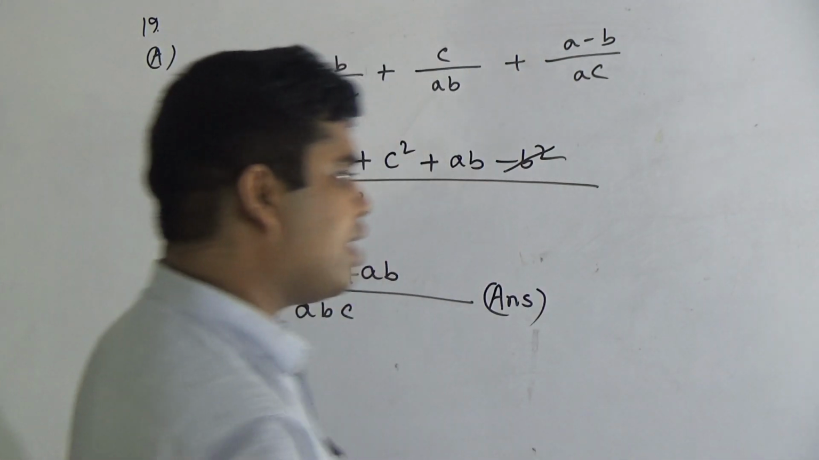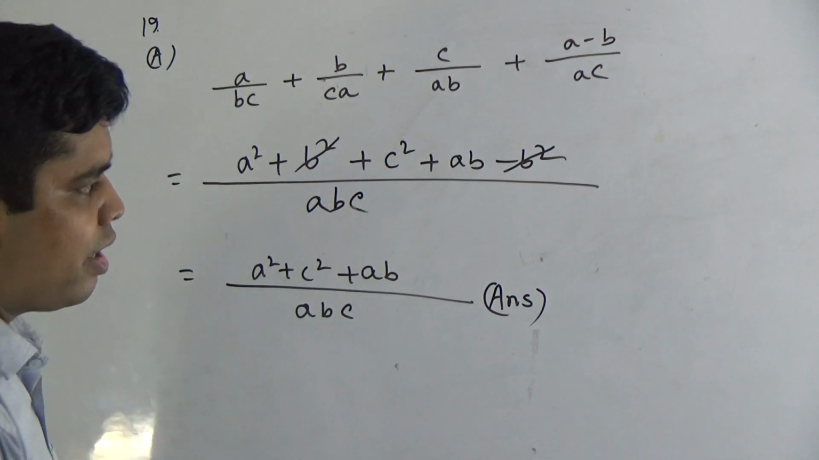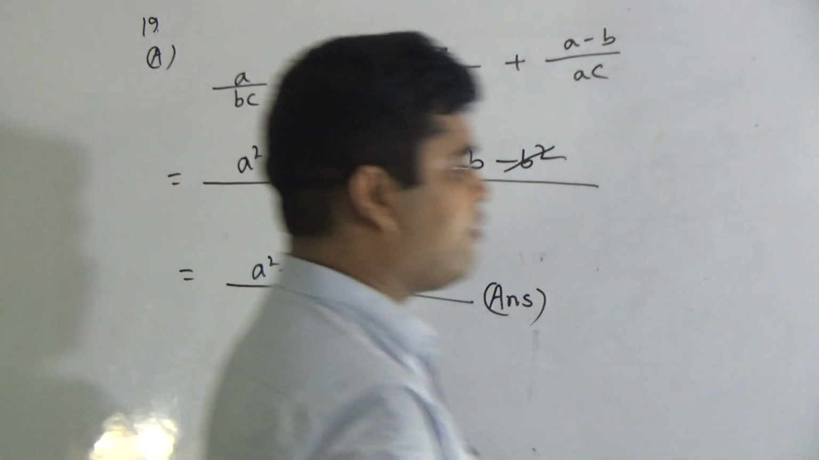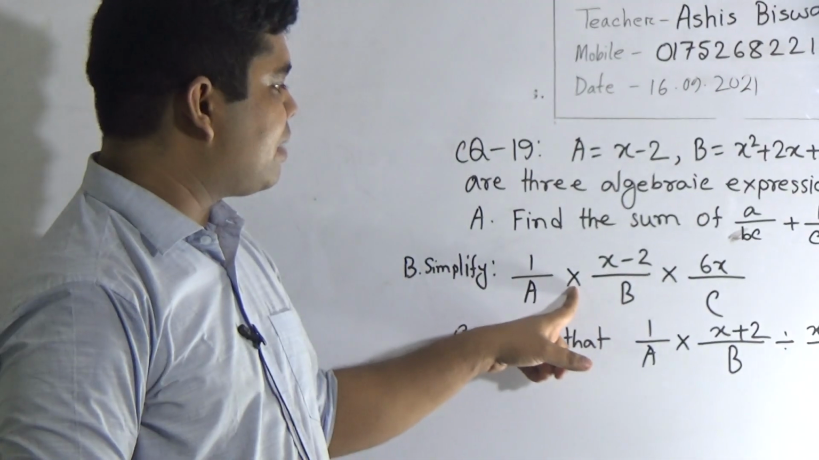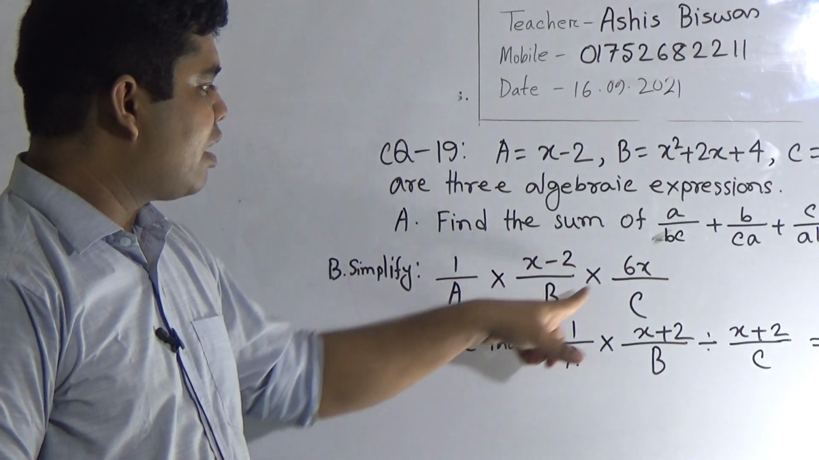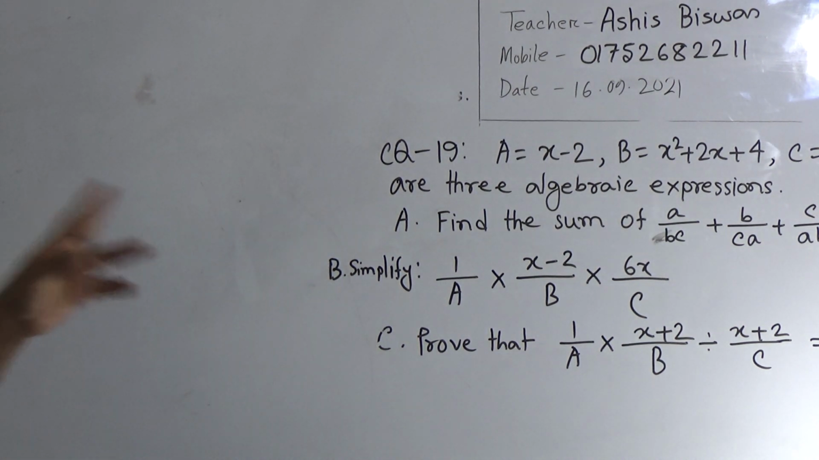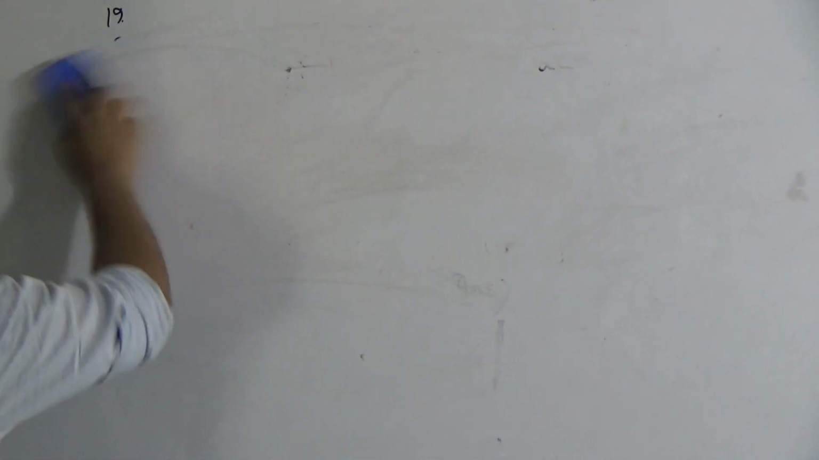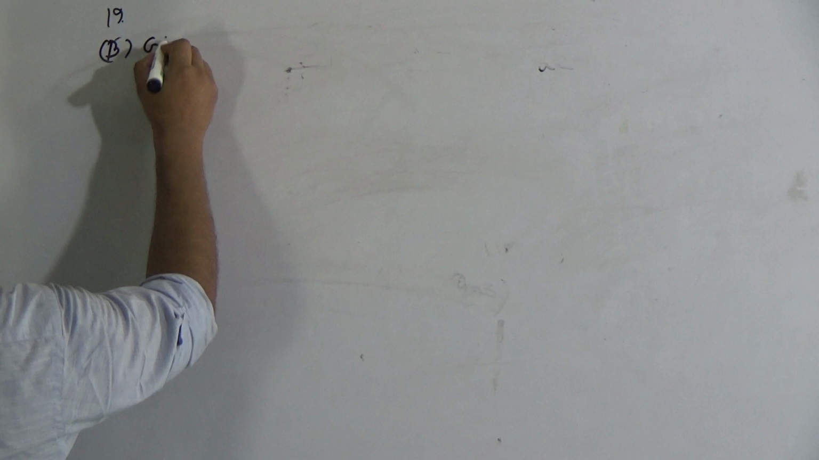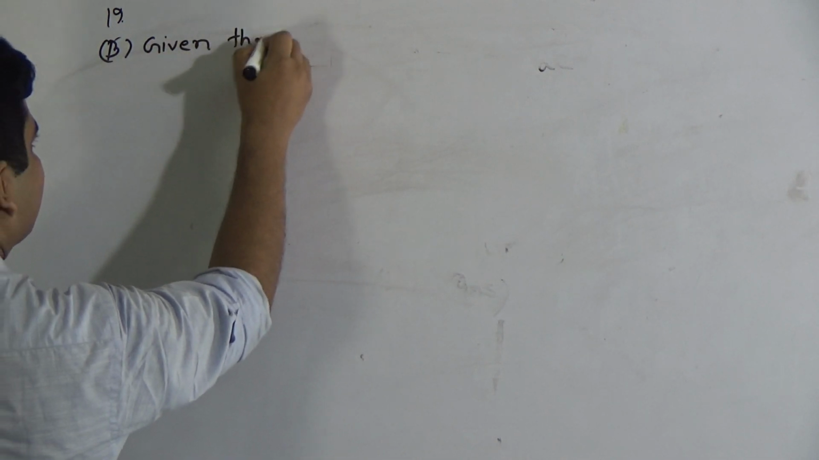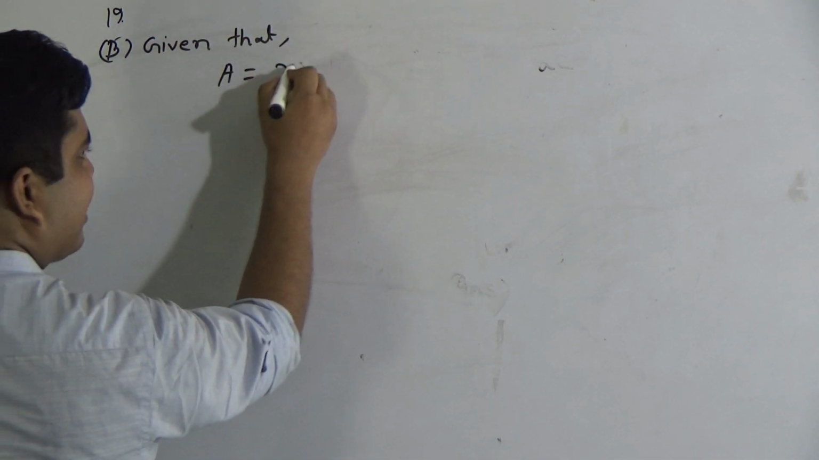Okay my dear students, next we shall solve question number B. Here question number B is simplify 1 by A multiply x minus 2 by B multiply 6x by C. So in order to solve this math, we need the information of A, B and C. So first of all we write given that. B number, given that A equal to x minus 2.